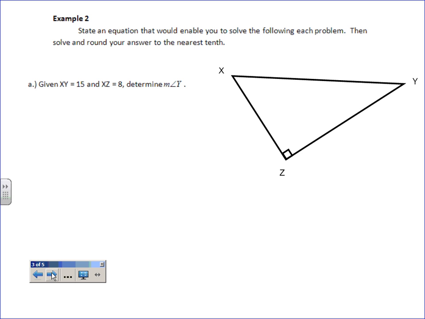Well, XY is 15. Let's put that in there. 15, and XZ is 8. They're asking for angle Y, though. That's the question. If they asked me for side YZ, I would just use Pythagorean theorem, right? And we'd be done. But they want an angle. And what's going to help us with angles?